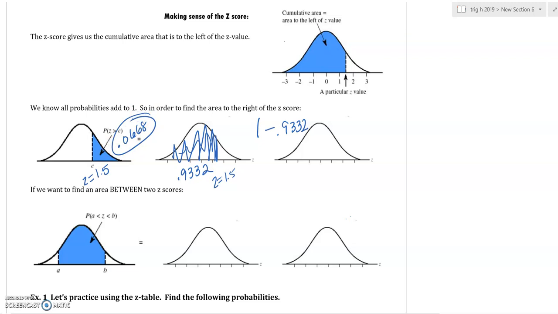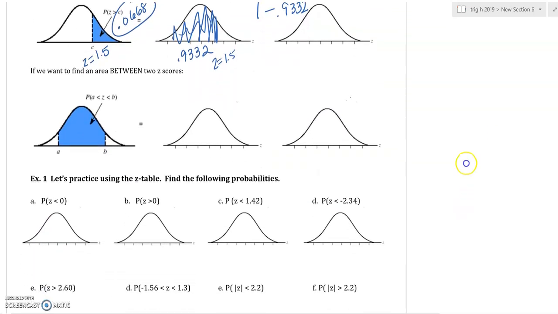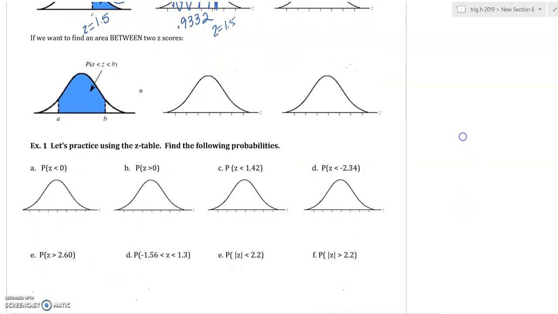Okay, what if I want to find an area between two z-scores? For example, let's say this is z equals 1.5 and this is z equals negative 1.5. Well, we already found that value on the z-table: to the left of a z-score of 1.5, the area under the curve was 0.9332.